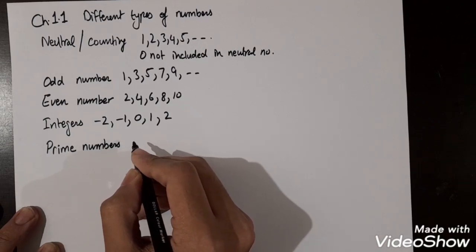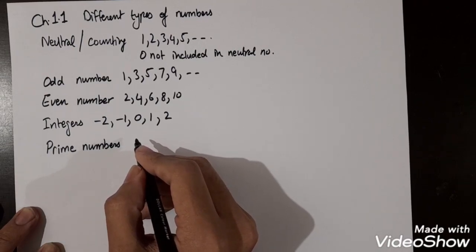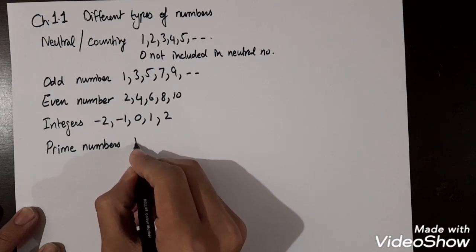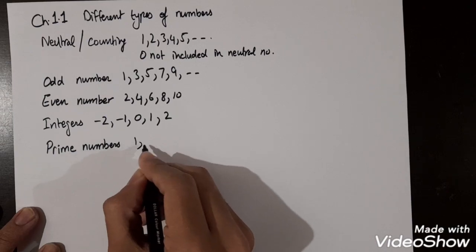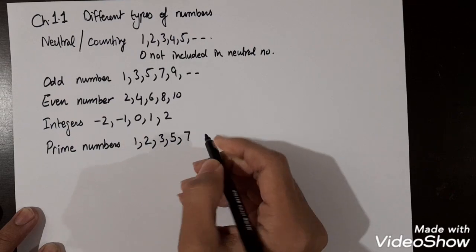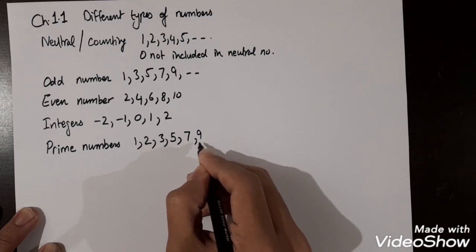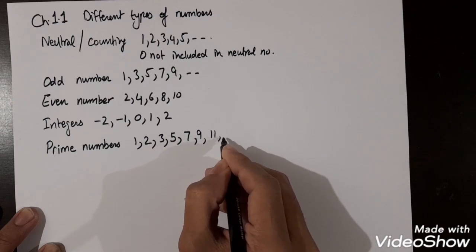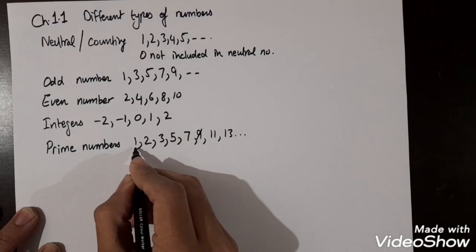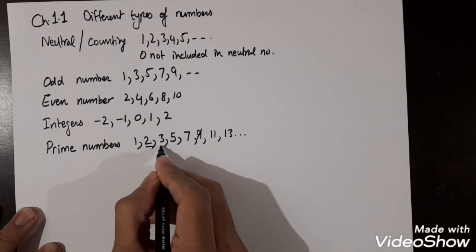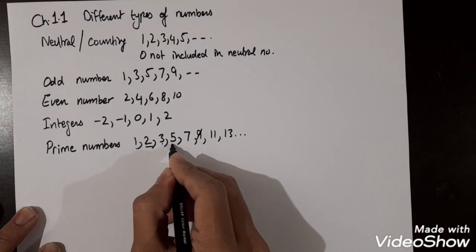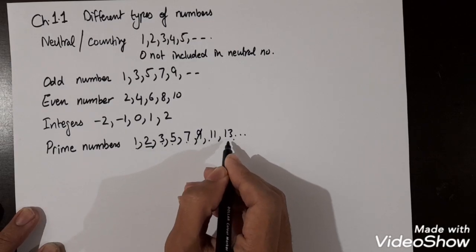Then the fourth type is prime numbers. These are whole numbers that are greater than 1, which have only 2 factors, the number itself and 1. For example, the first prime numbers are 2, 3, 5, 7, 11 and 13 onwards, because 2 is divided by 2 and 1, whereas 3 is also divided by 3 and by 1. Same with 5, 7, 11 and 13.